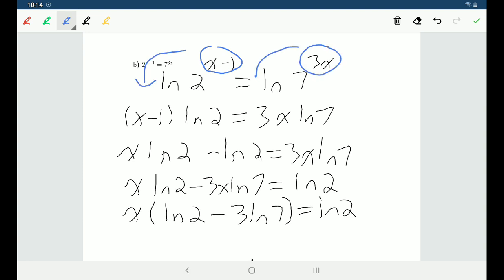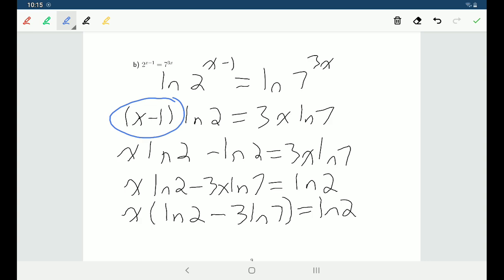And so that's the idea here, that when I take natural log of both sides, that allows me to bring those exponents down in front so that they're no longer exponents. Be careful here. The one caution is, of course, the x minus 1, when it comes down, put brackets around it, because the entire power needs to be multiplied by the natural log of 2.